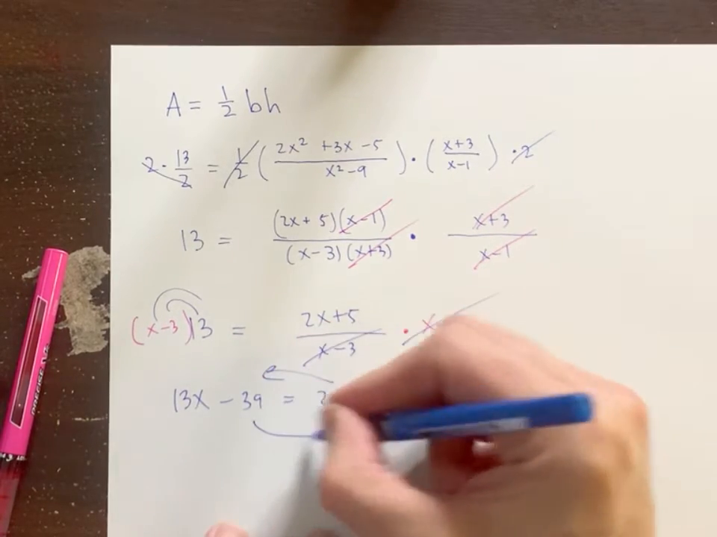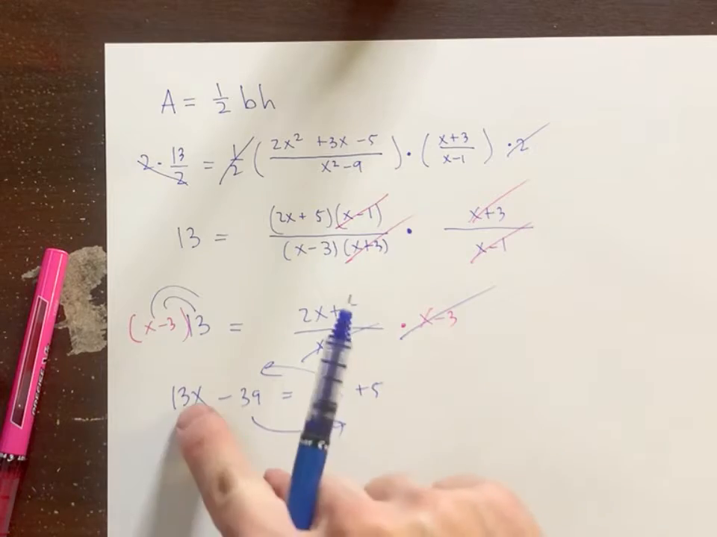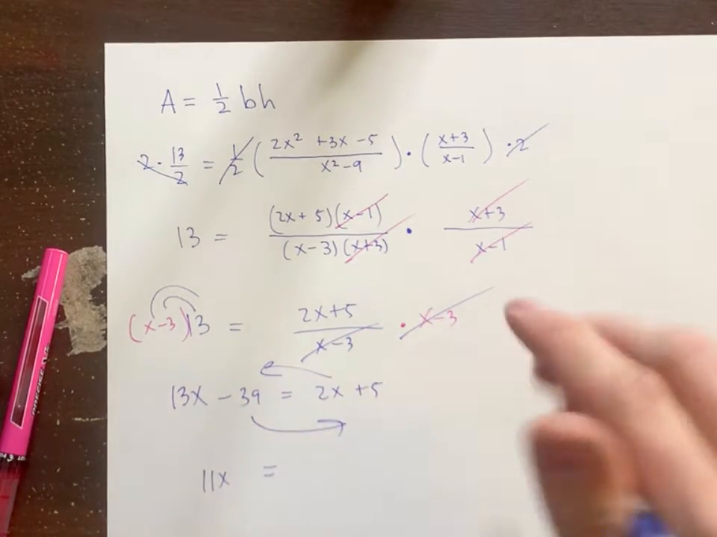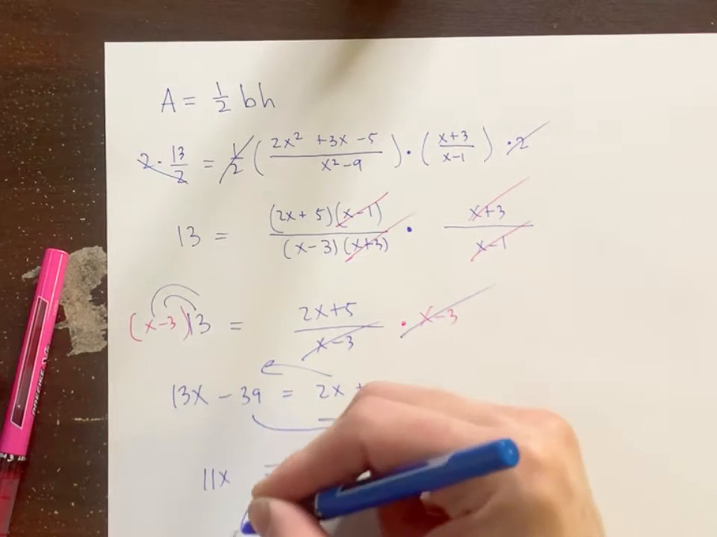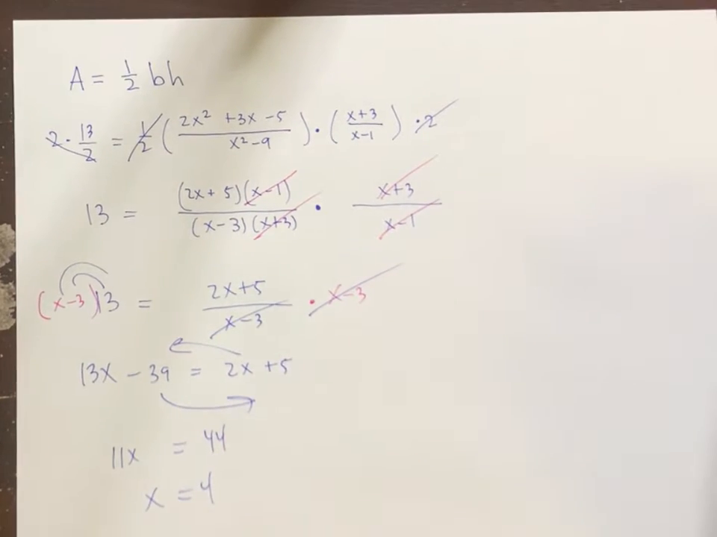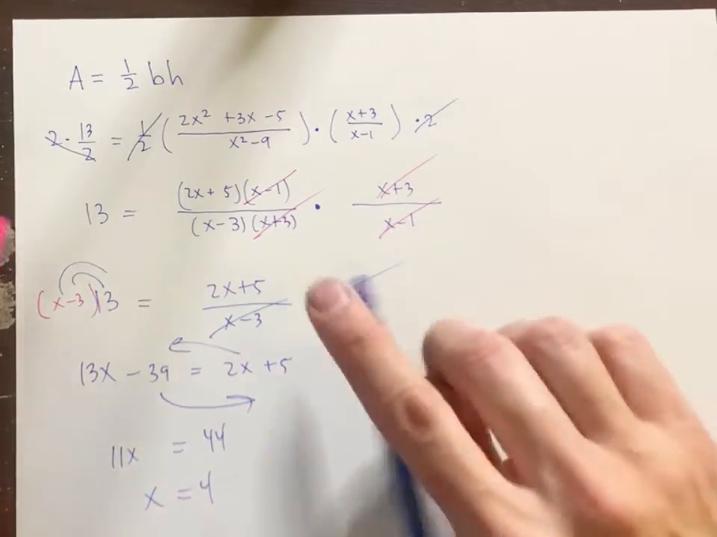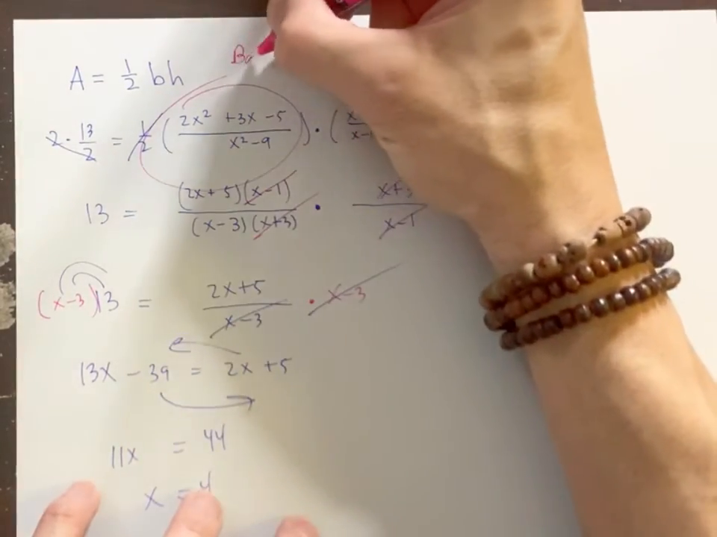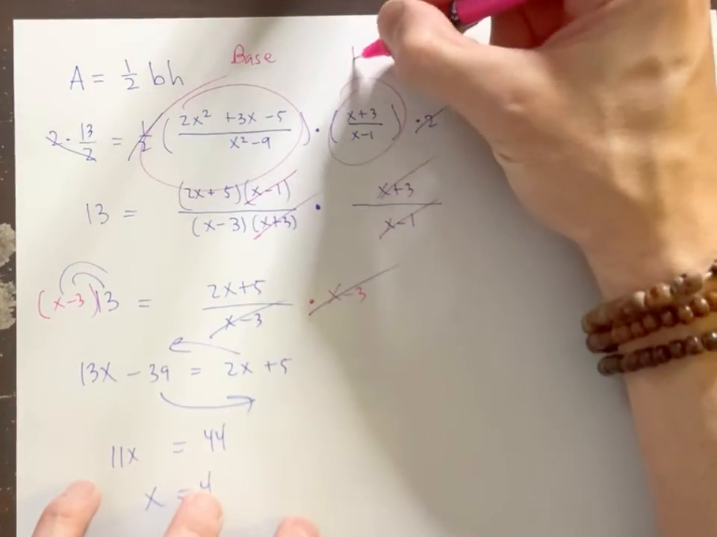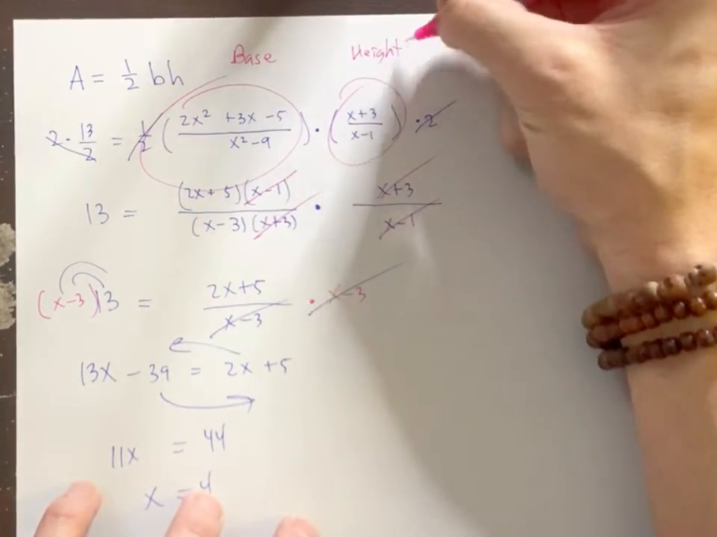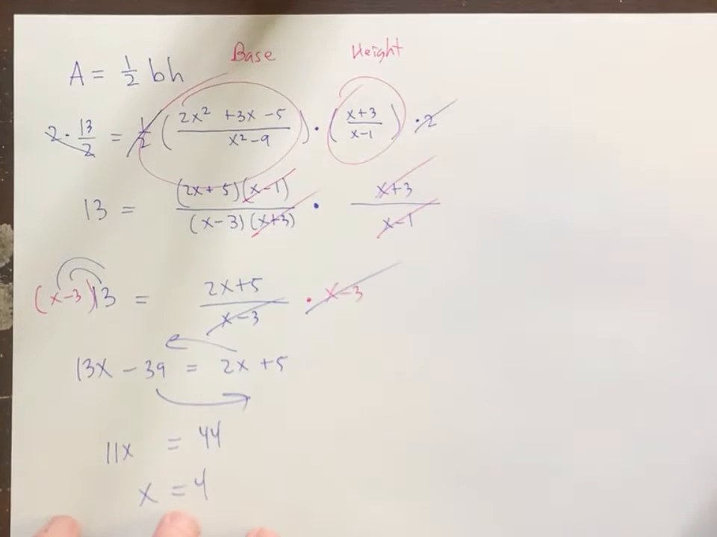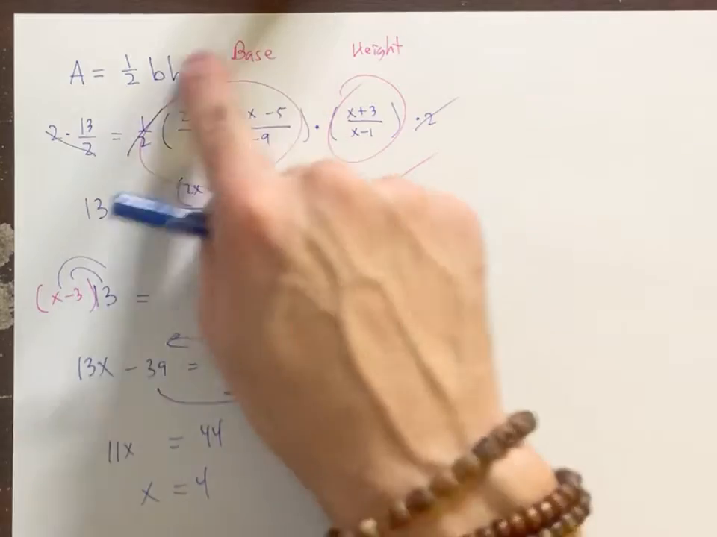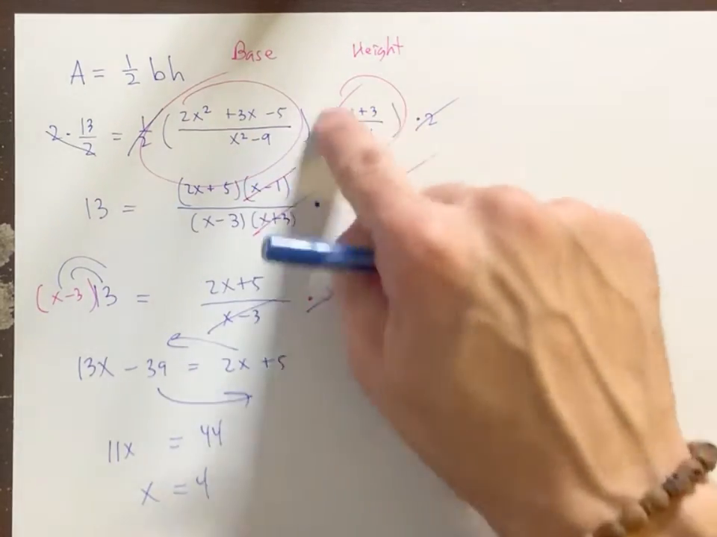I'm going to move the 2x and I'm going to move the 39. Subtracting 2x from 13 gives you 11. Adding 39 with 5 gives you, was it 44? So we get that x is 4. But we also know that this here was the base, and we know that this here was the height. So what I want to do is I want to find the base and height specifically. So I'm going to take 4 for x, and I'm going to plug it in there to find the base. And I'm going to plug it in there to find the height.